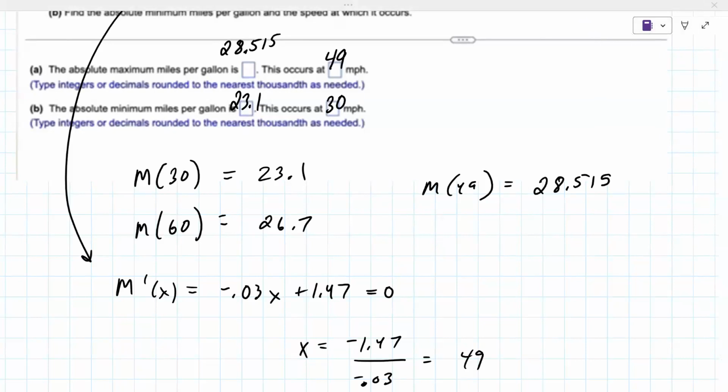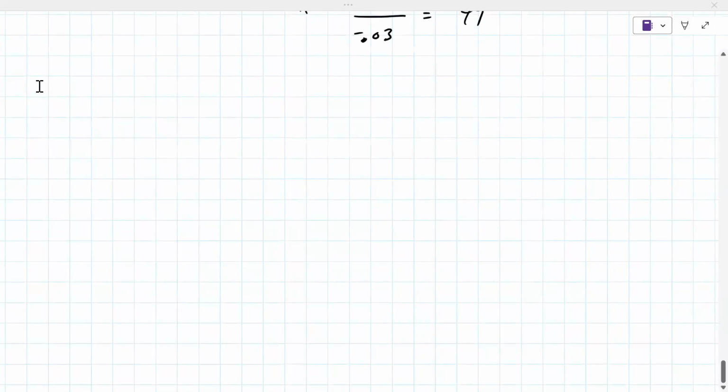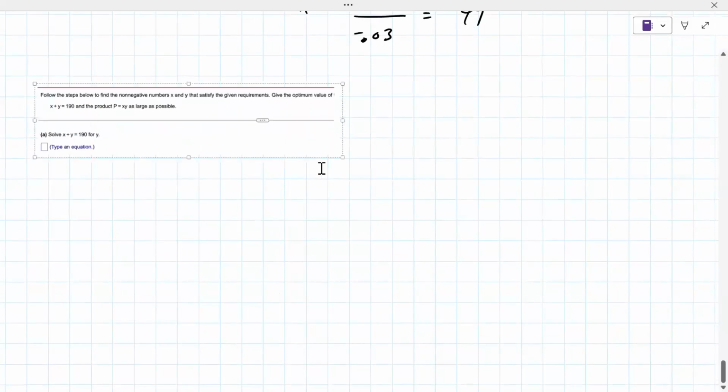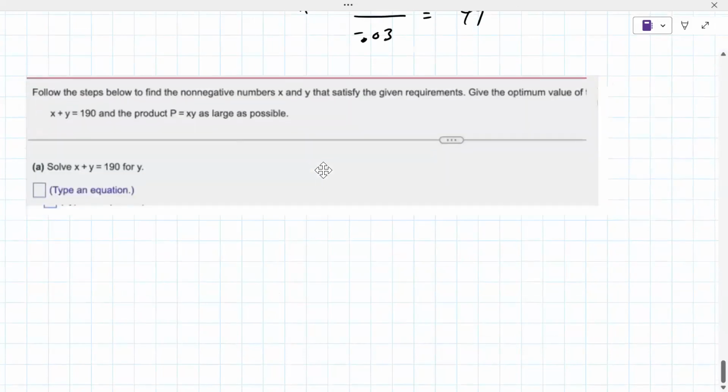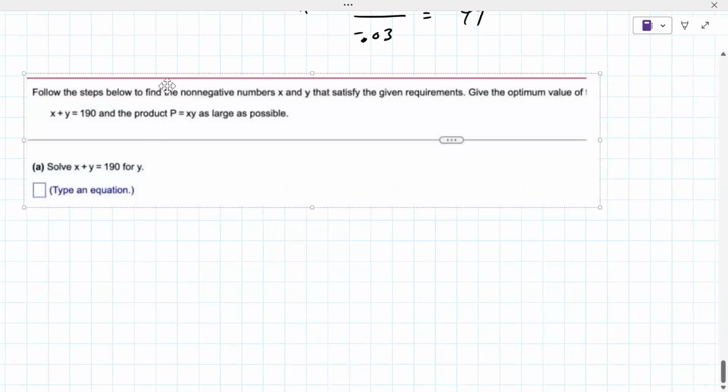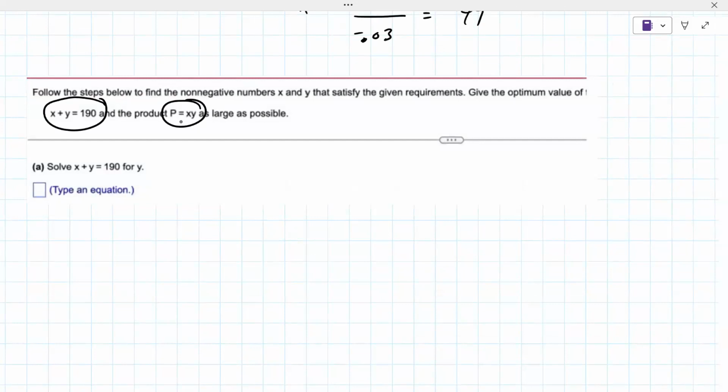Any questions on that? Because we're about to transition to some application problems. These are a little bit different. They're not like the ones we've been doing. All right. So it says here, find two numbers that maximize the product, but they have to add up to 190.